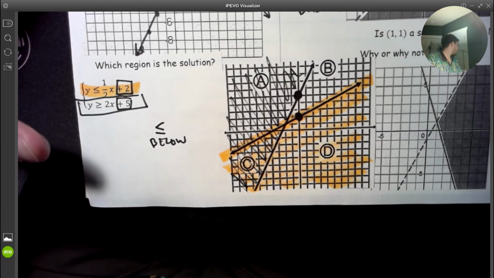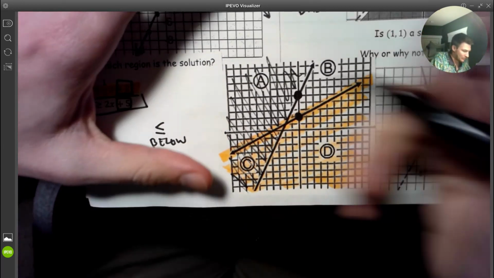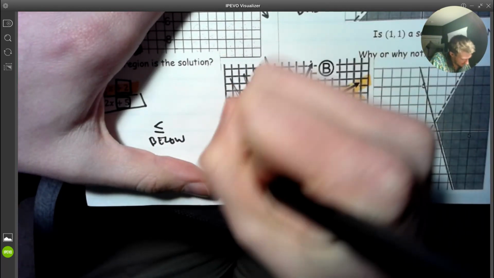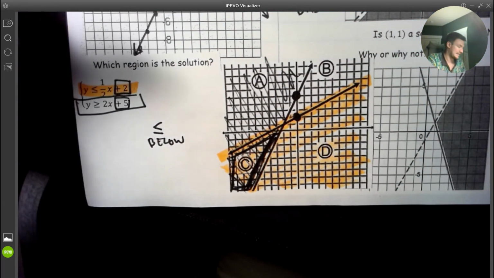I guess I don't really have two colors, I only have the orange. If I'm looking for the one corner, it would be this corner here. This is where all my solutions are going to be found, which is in C.